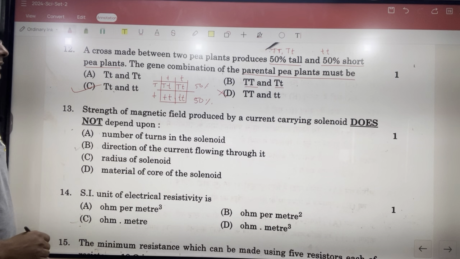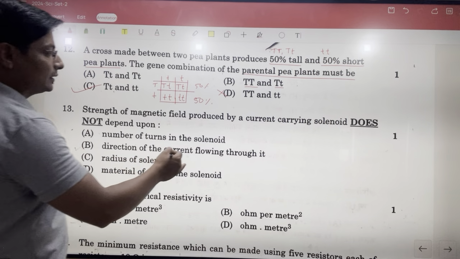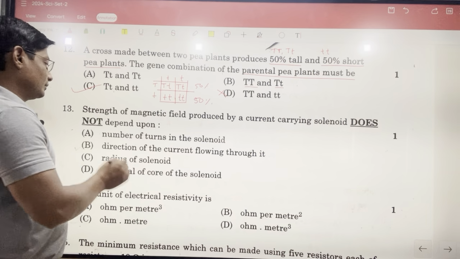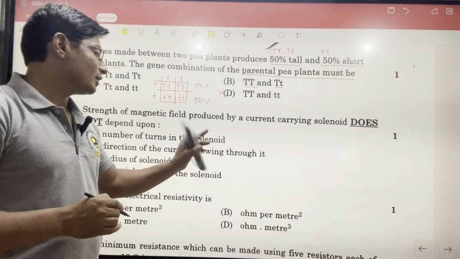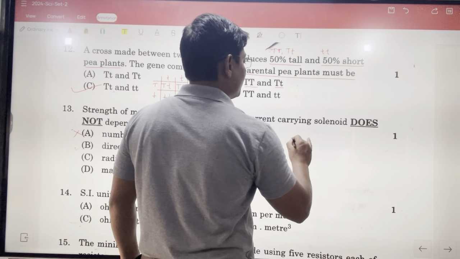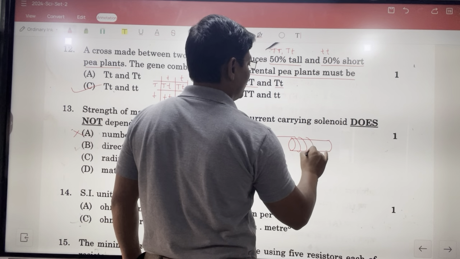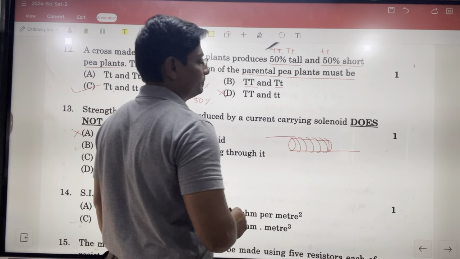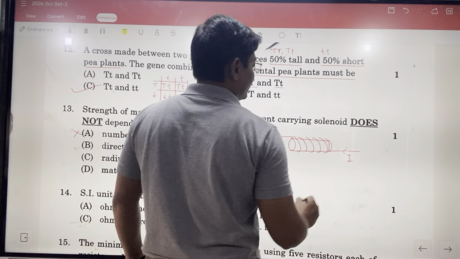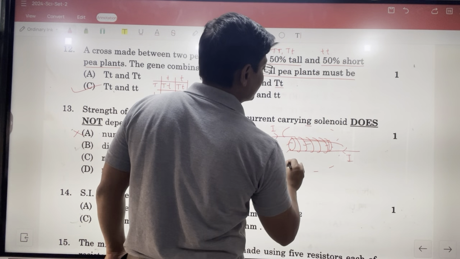Then 13th question, strength of magnetic field produced by a current carrying solenoid does not depend upon. So does not depend upon number of turns in the solenoid. So definitely the field produced will be larger if the number of turns are more, lesser if the number of turns are less. So this cannot be the statement. Then direction of the current flowing through it. When you consider a solenoid, whenever we are passing the current through the coil, it will all depend upon the magnitude of the current. No matter whether you are sending it from left to right or from right to left, if the magnitude of the current is same, then the field will remain same. Whatever field will be produced is not going to change.